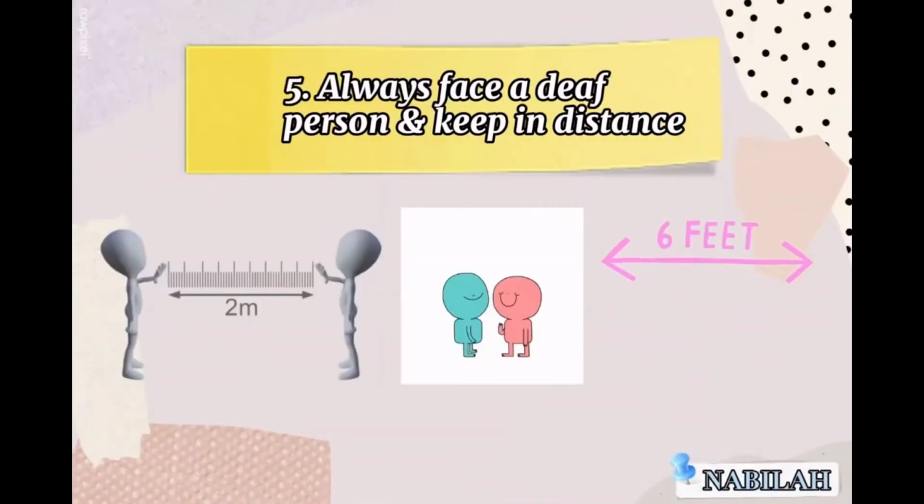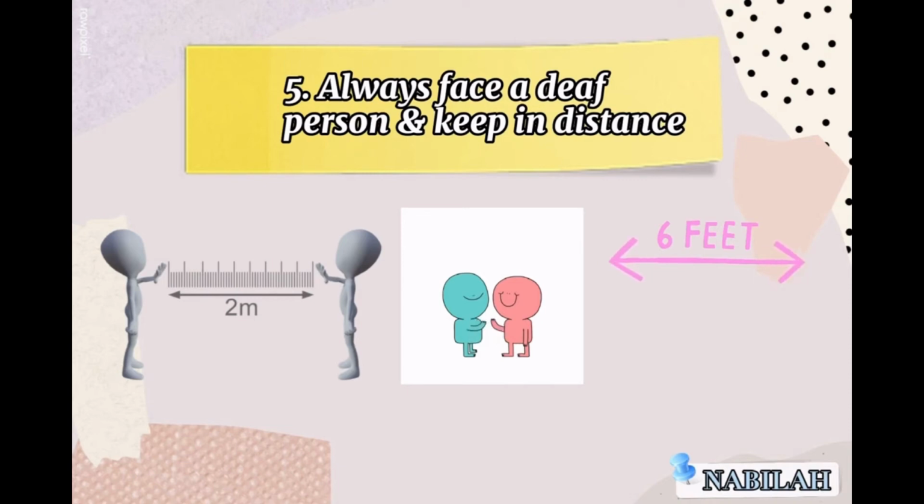The second last point is always face a person with a hearing impairment and keep a distance. Make sure you make eye contact and maintain it while you are talking. Stay in their field of vision and don't ever try to look away when you are talking, or cover your mouth, because the majority of people with a hearing impairment rely on lip reading to help them understand.